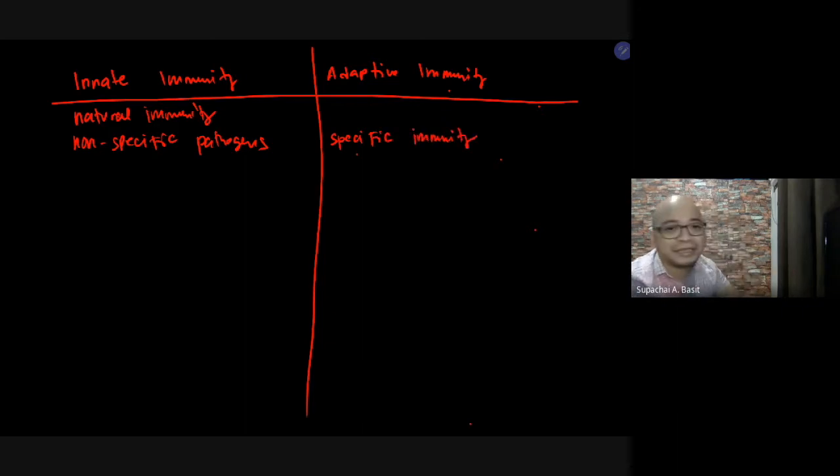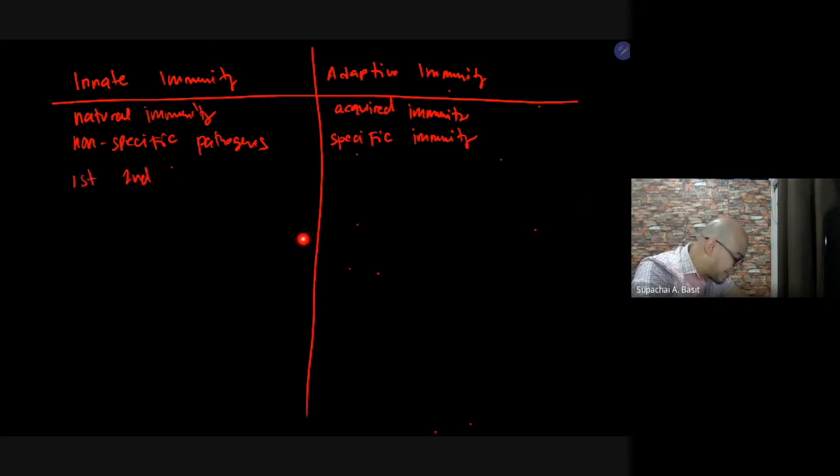Okay, so adaptive immunity is also known as specific immunity because the type of protection that you have here in the specific immunity is actually acquired when you are exposed to a certain specific pathogen. So that is the reason why adaptive immunity is also known as the acquired immunity. Okay? Both of them are important. In fact, innate immunity is considered as the first line and the second line of defense, whereas the adaptive immunity is considered as the third line of defense.